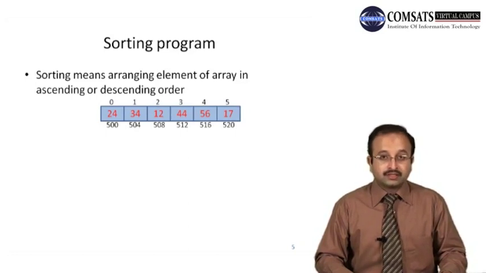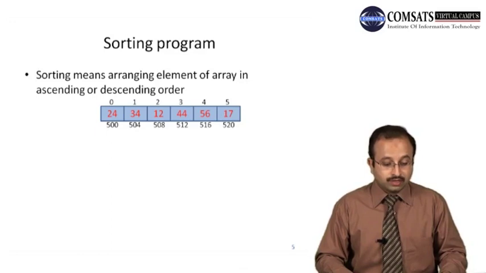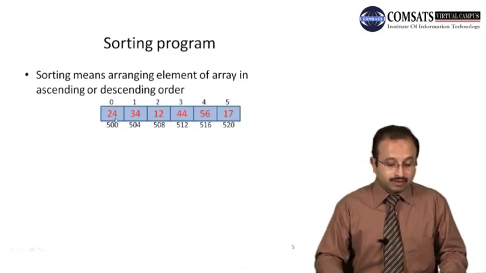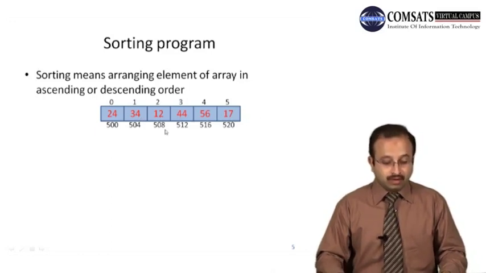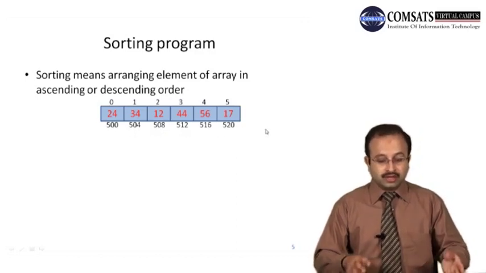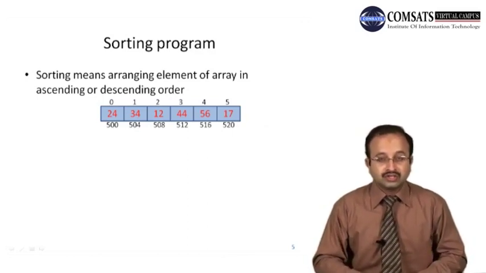This array contains 6 elements, so the size of the array is 6, and its index starts from 0 to 5. These are the values written in red: 24, 34, 12, 44, 56 and 17, and below are the addresses: 500, 504, 508, 12, 16 and 24. The type of the array is most probably integer.